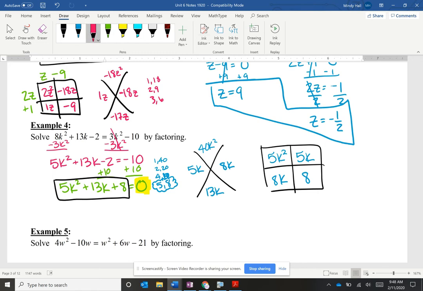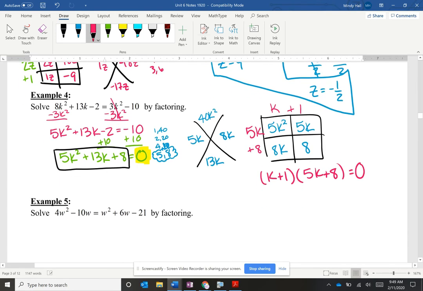The top row, we can factor out a 5k, which would leave me k plus 1 on the top. And then if I take a k out, that would leave me with plus 8. And 8 times 1 gives me 8. So then that leaves me with k plus 1 times 5k plus 8 equals 0.